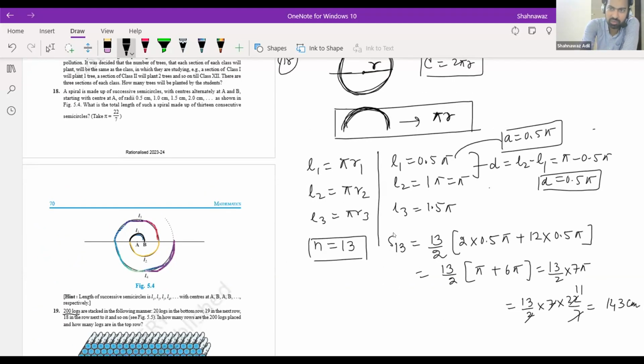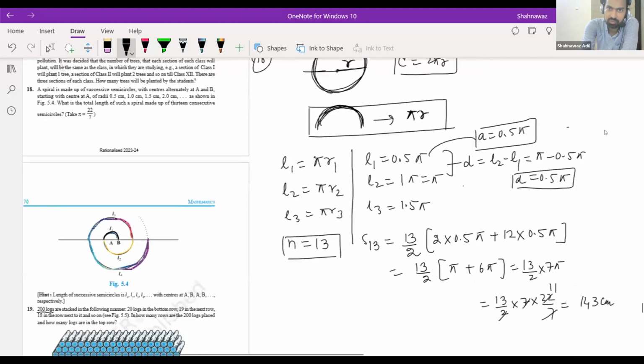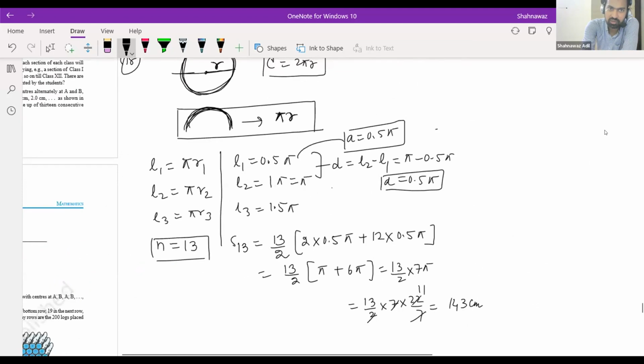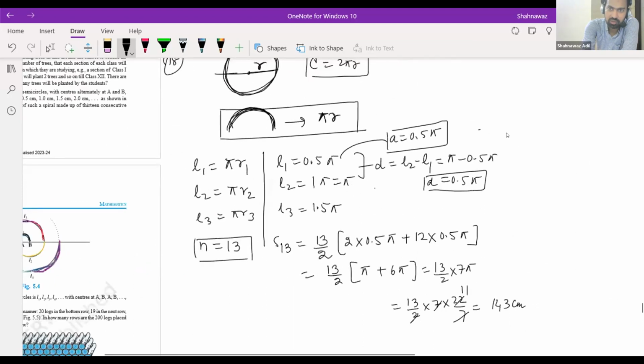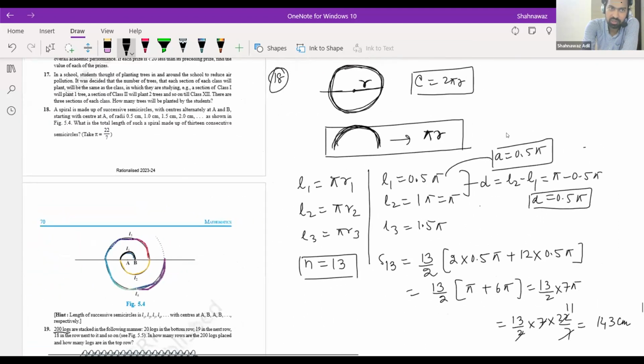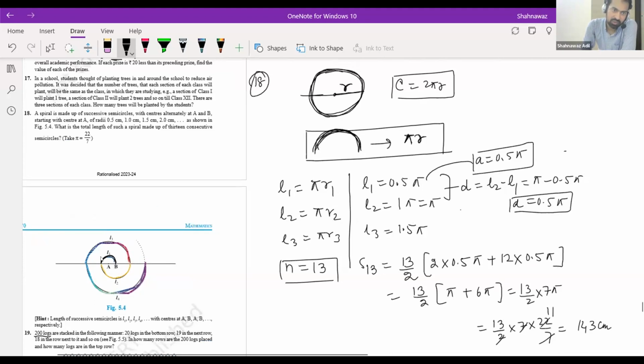You guys quickly note it down, and if you guys have any doubt, you can ask. Any doubt in this question? So we have this spiral, which is made up of semicircles, and we have to find the total length. So total length would be this one, this one.